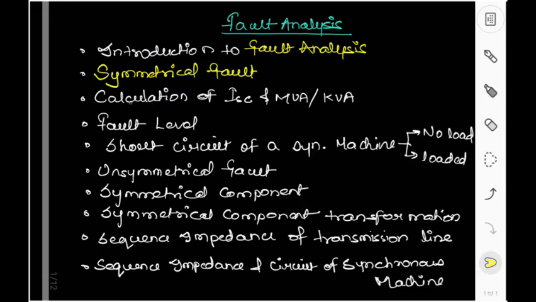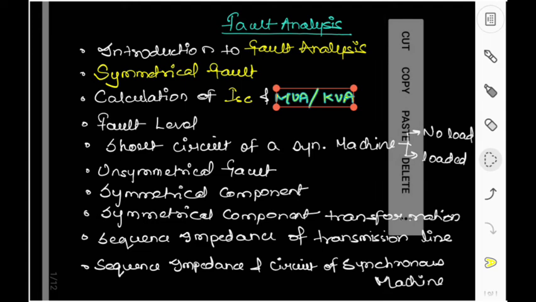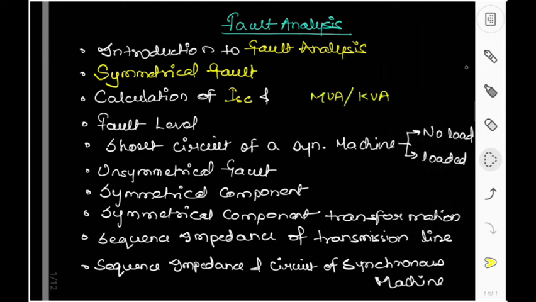What is symmetrical fault and how we calculate short circuit current and short circuit MVA and KVA? Okay, how to calculate this. Next is fault level. Now next is short circuit of a synchronous machine under no load and loaded condition.